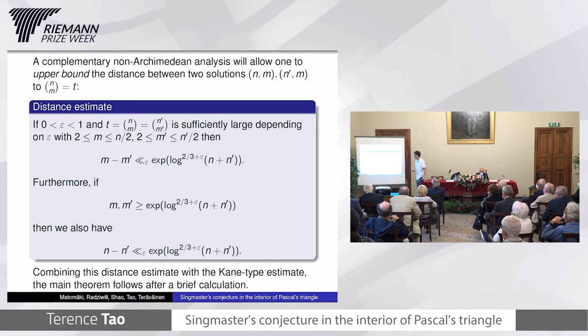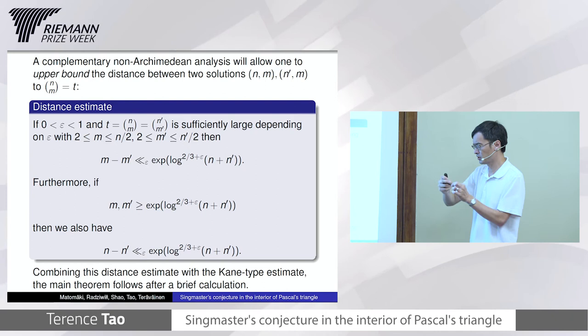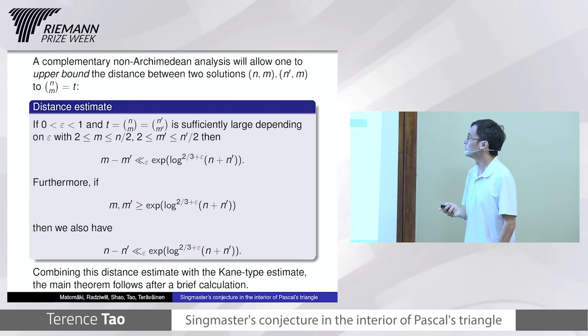And if you combine that with the Archimedean analysis that we just gave, that will eventually give us our main theorem after a certain amount of calculation. So, all right. So we want to show that collisions only occur when two numbers are close. Or in other words, if you take two points that are very far away from each other in Pascal's triangle, the binomial coefficients should not be equal. All right. So how do we do that?